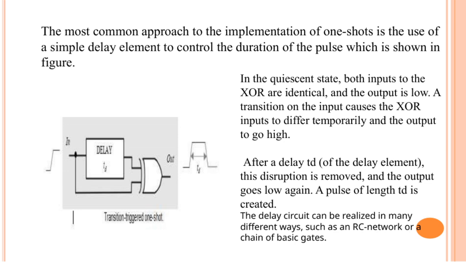The way we build this delay can vary. It could be an RC network or a series of basic logic gates chained together to achieve the desired timing. This approach is simple, but very effective for generating precise pulses.